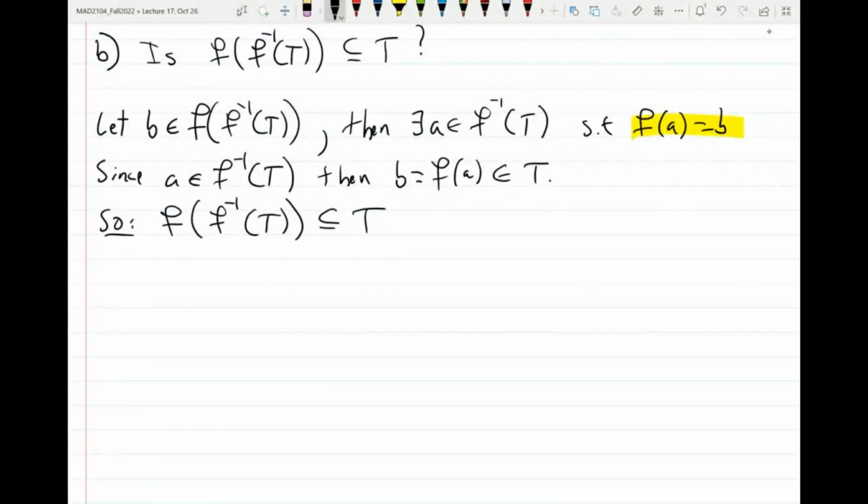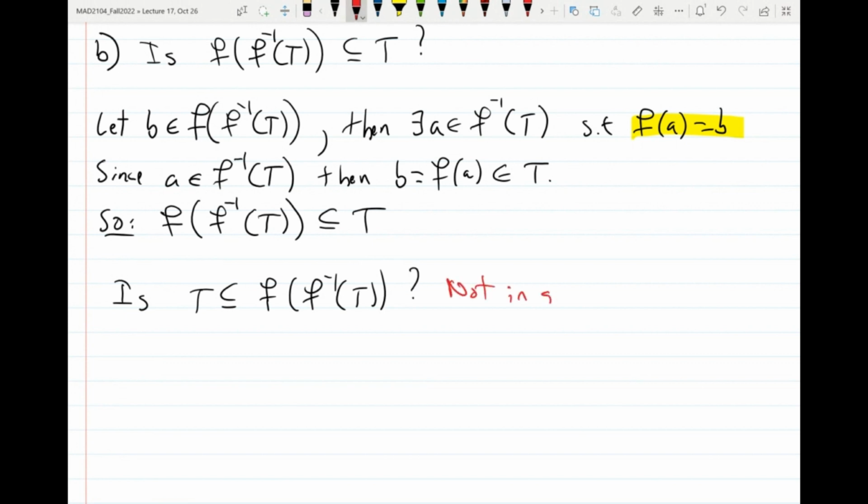the other inclusion. So, the other question is, is T a subset of this? And I will say, not in general. Now, if I'm telling you no, what do I need to do? Do you just trust me, or what do I need to do? What do I need to do to convince you? How?